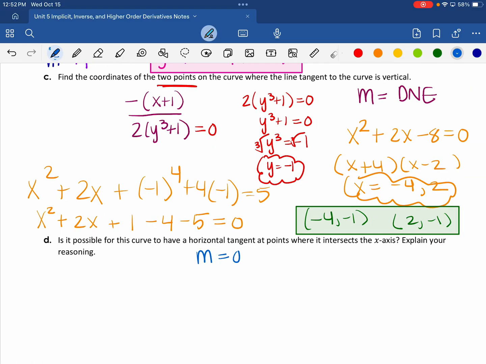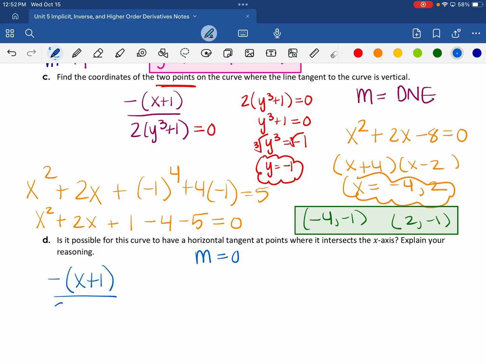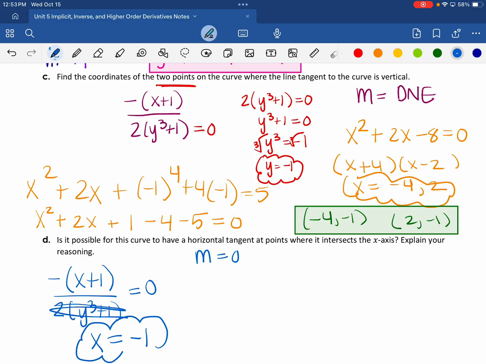And so when I'm talking about this being 0, I'm going to take my derivative and set it equal to 0. Now, when you're setting this equal to 0, I just care about the top. I don't care about the bottom. So I'm going to say that x has to be what? Negative 1. So if I have a horizontal tangent, x is negative 1.